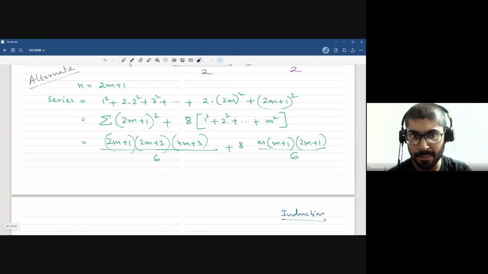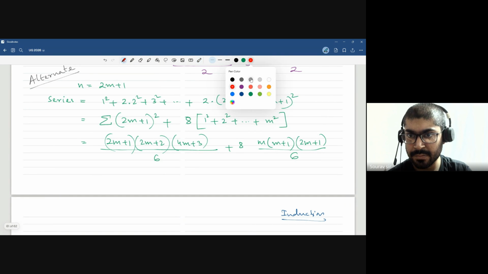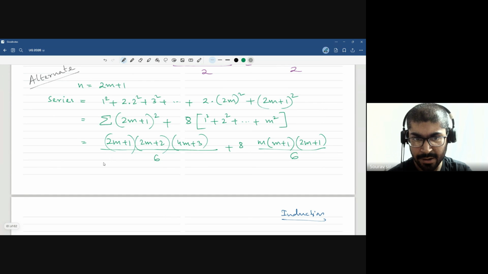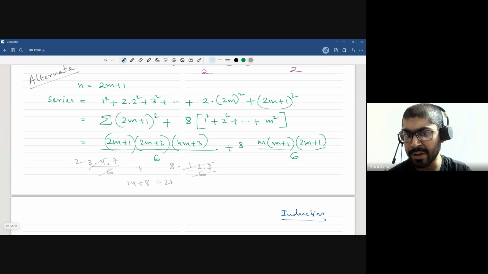So write it down. Here you will get, for m equal to 1, 3 into 4 into 7 by 6 plus 8 into, I put m equal to 1, right? So 1 into 2 into 3 by 6. So this cancels 2. 14 plus 8, no, we get 22 here. 22. So that means the formula is not correct.